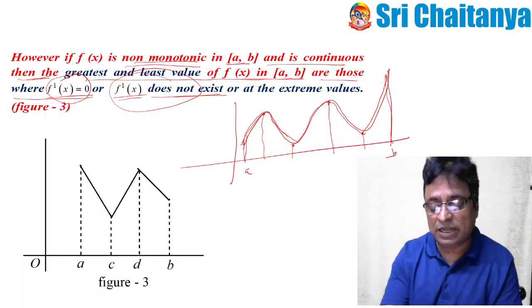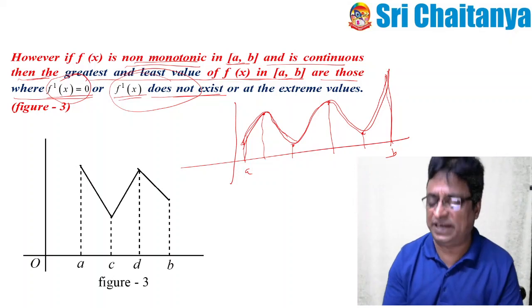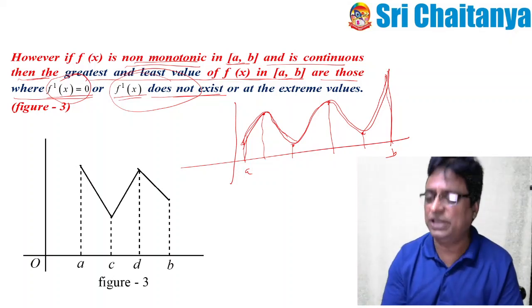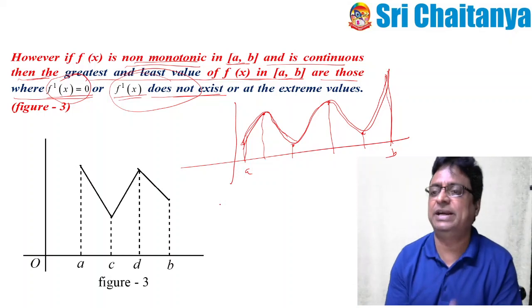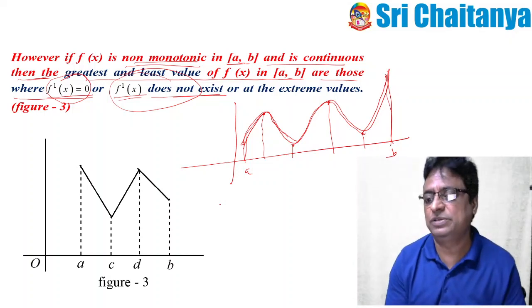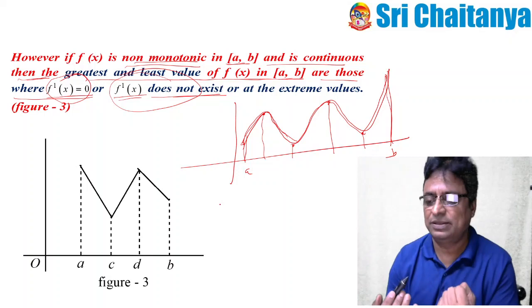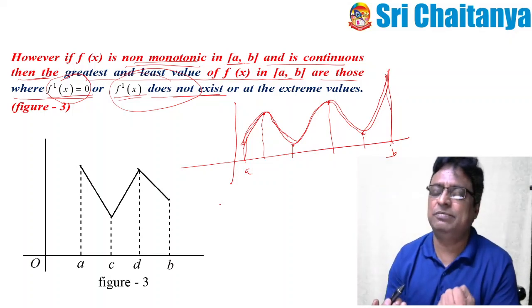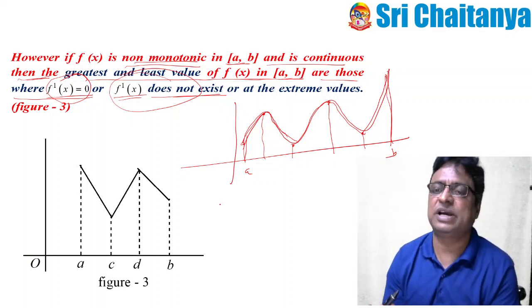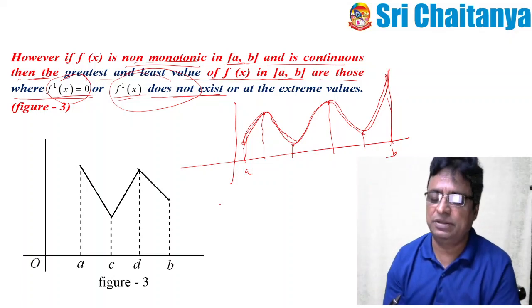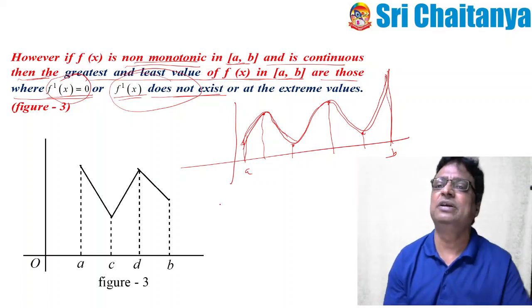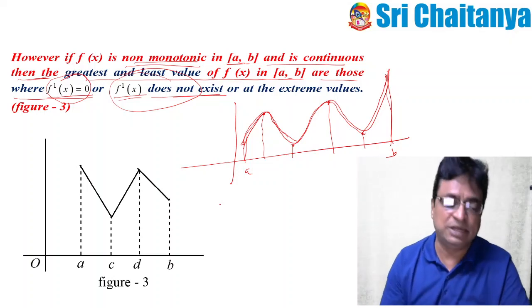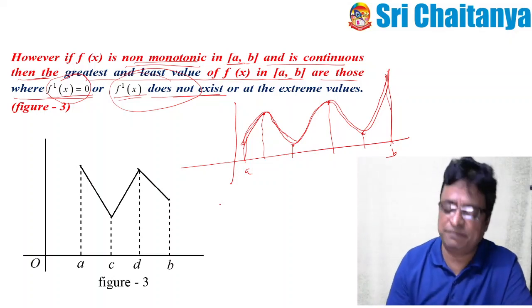Then, including the endpoints of the interval, what to do? You just find all functional values. From that you pick the maximum value, that gives the greatest value, and you pick the minimum value, that gives the least value of the function. That is, they are the greatest and least values of the function.